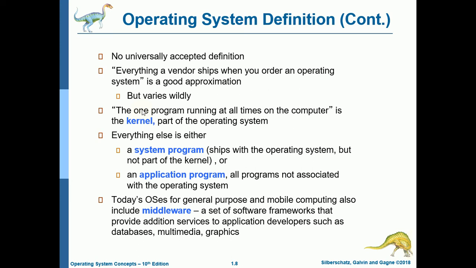An example of a system program is the registry editor. Or an application program, meaning all programs not associated with the operating system, or these are the third-party software that you have installed inside your computer that has a purpose, for example, for word processing, for gaming. So that is an application program. Today's OSs for general purpose and mobile computing also include middleware. So what is middleware? It is a set of software frameworks that provide additional services to application developers such as databases, multimedia, and graphics. So middleware is very commonly used in databases, multimedia, and graphics.